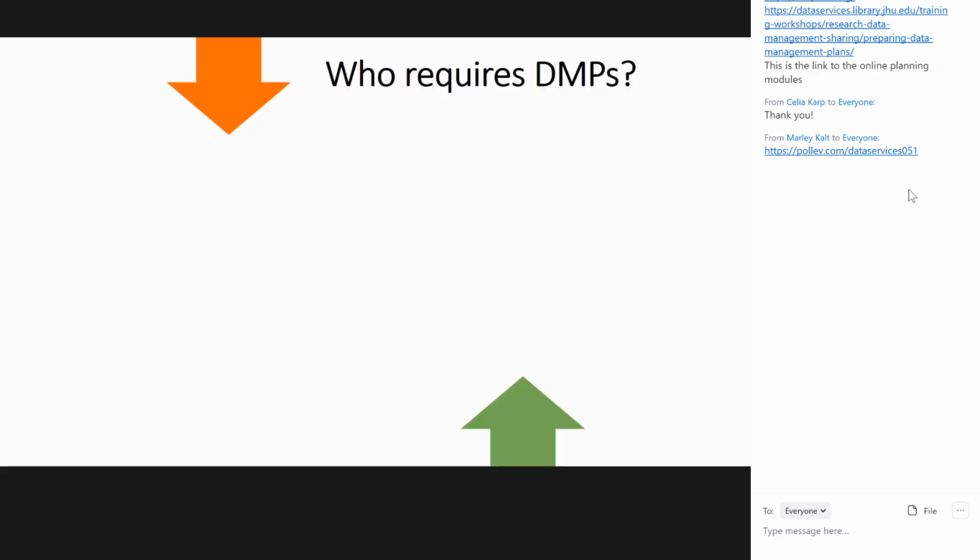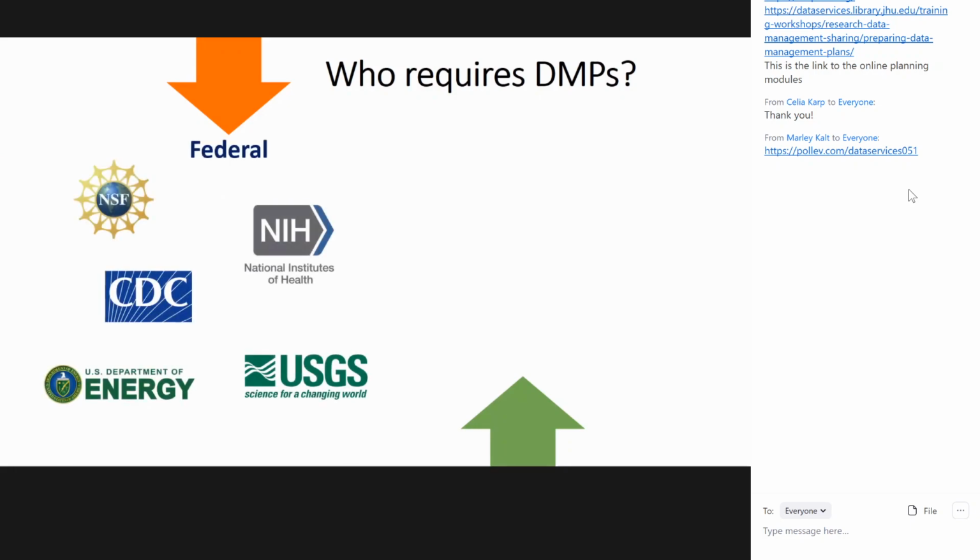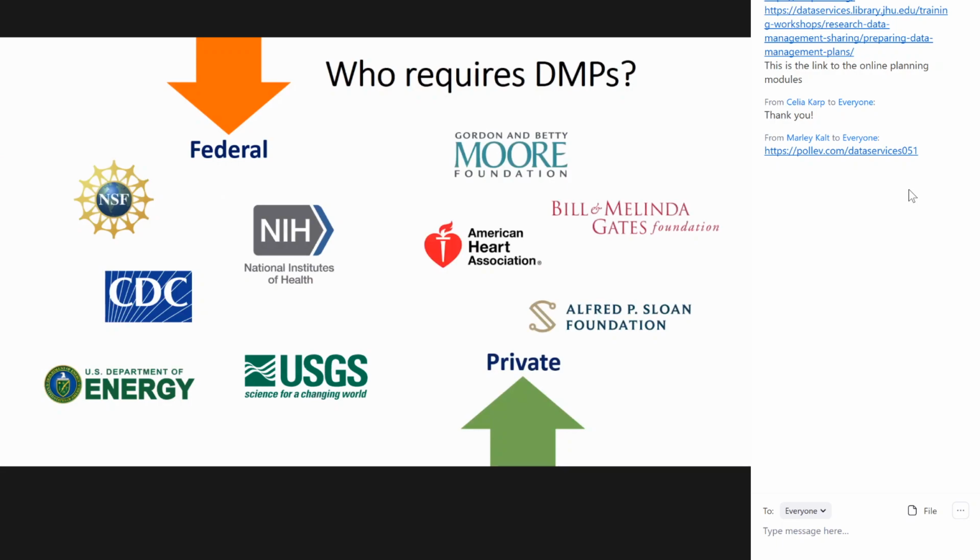So who requires data management plans? Many funding agencies are requiring data management plans at some stage in the proposal process, and they're only becoming more common. So we see a lot of federal funders requiring data management plans during the grant proposal stage, and we also see a lot of private funders as well. And many of these funders that you see here are also available on the DMPTool. So if you're applying for a grant for any of these, you'll be able to use DMPTool to help you create your data management plan for that proposal.